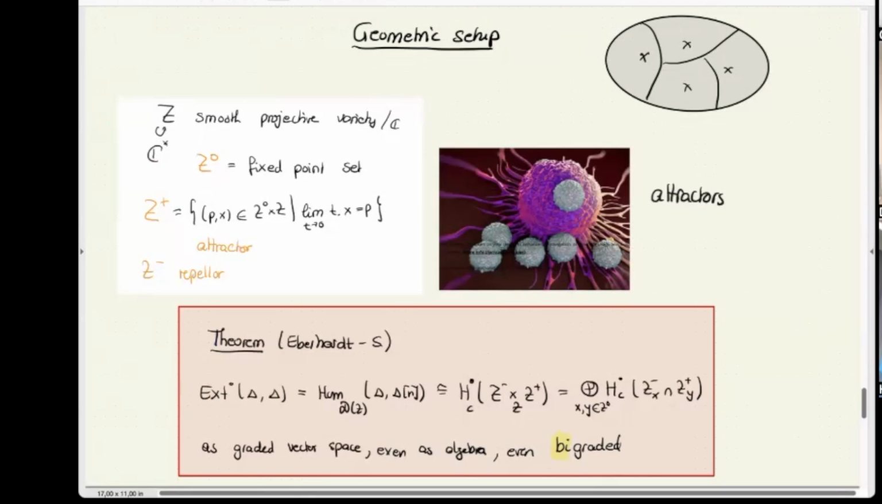So I drew here a picture. The big ball is the fixed point, and the others are attracting along one parameter subgroup to this. Or you can also take repelling. And so the theorem says this Ext algebra is given by taking cohomology with compact support of the intersection of an attracting with a repelling cell. So these things are, for flag varieties or Grassmannians, famous varieties. They are called open Richardson varieties, or I would maybe call them Kazhdan-Lusztig-Deodhar-Richardson varieties. And so one wants to understand them.